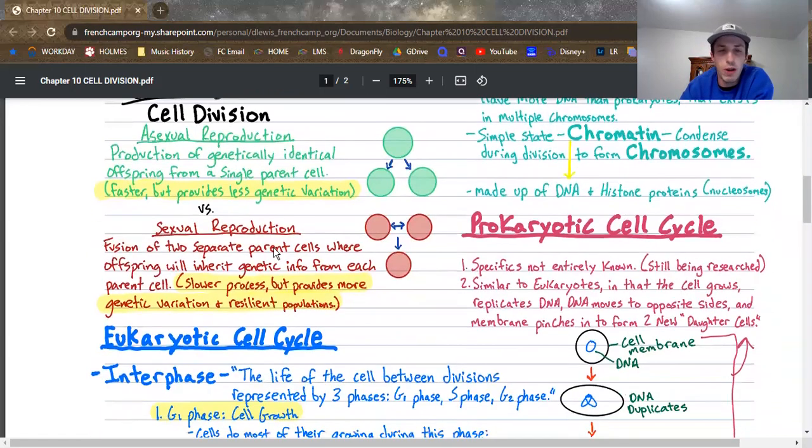In sexual reproduction, you have the fusion of two separate parent cells. So you have two cells coming together to make one, versus asexual, where you have one that splits to make two. The two cells come together, they fuse into one new cell, and the offspring will inherit genetic information from each parent. So in humans, for example, you give half of your DNA through your sex cells, they combine with another, and then the offspring ends up with the correct number of chromosomes. This is a slower process, but it provides more genetic variation and resilient populations. And so it takes more time.